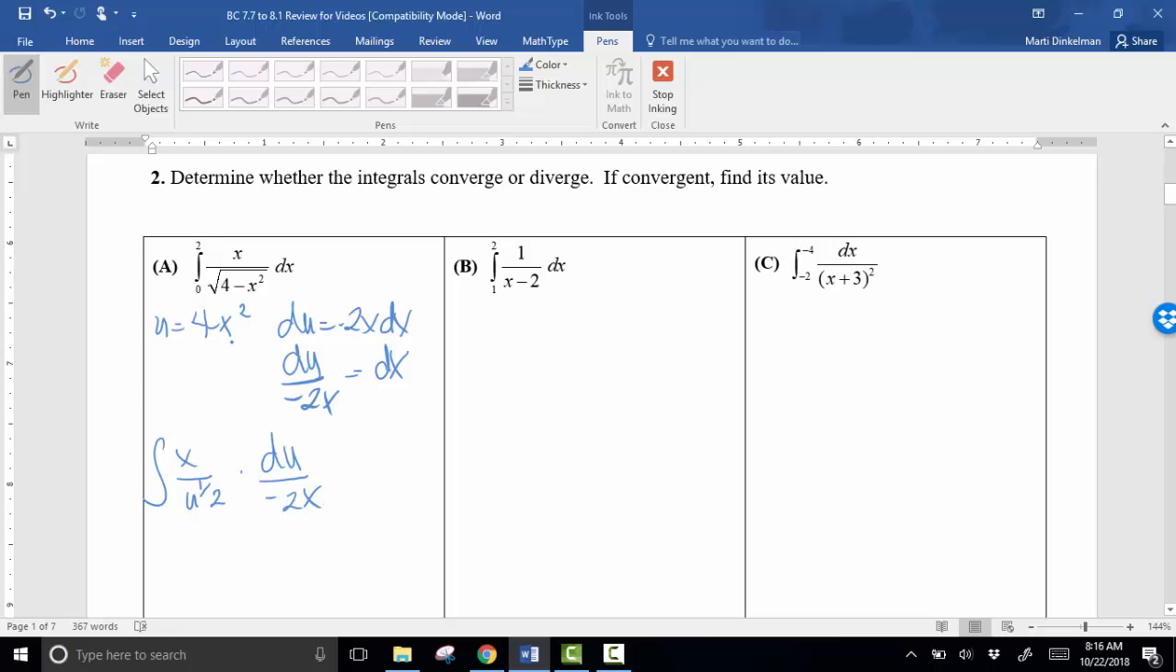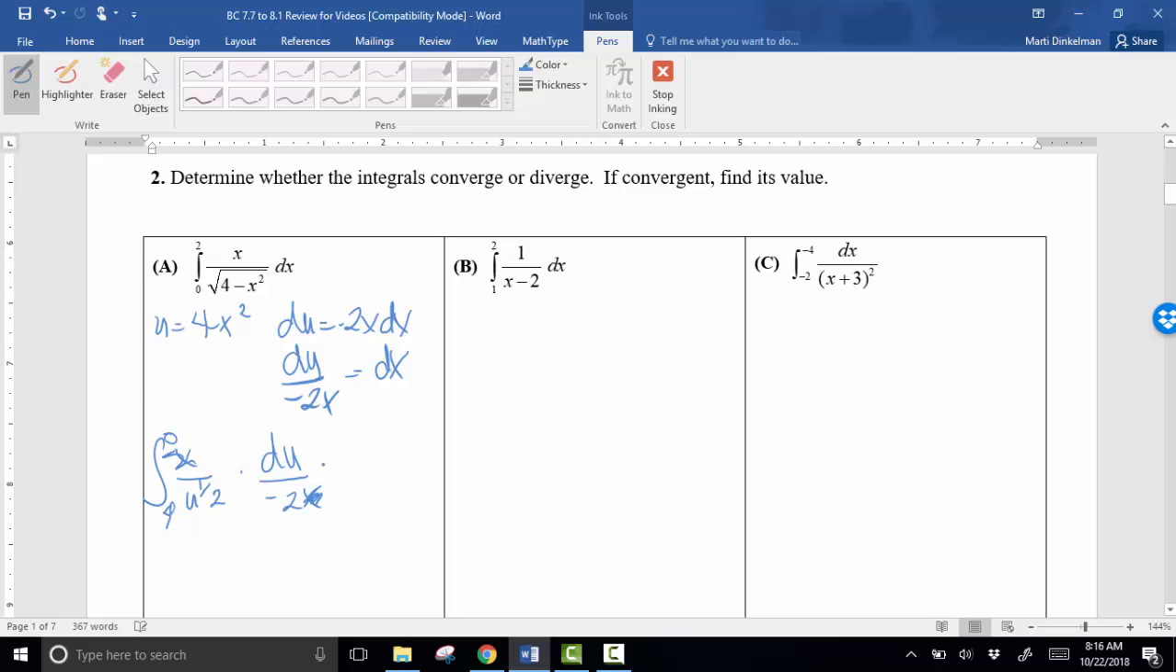So when x is 0, 4 minus 0 squared is 4. And then when x is 2, 4 minus 2 squared is 0. It's really okay that those are upside down right now. The math will work out fine. You can switch them if you want, but it's not necessary.